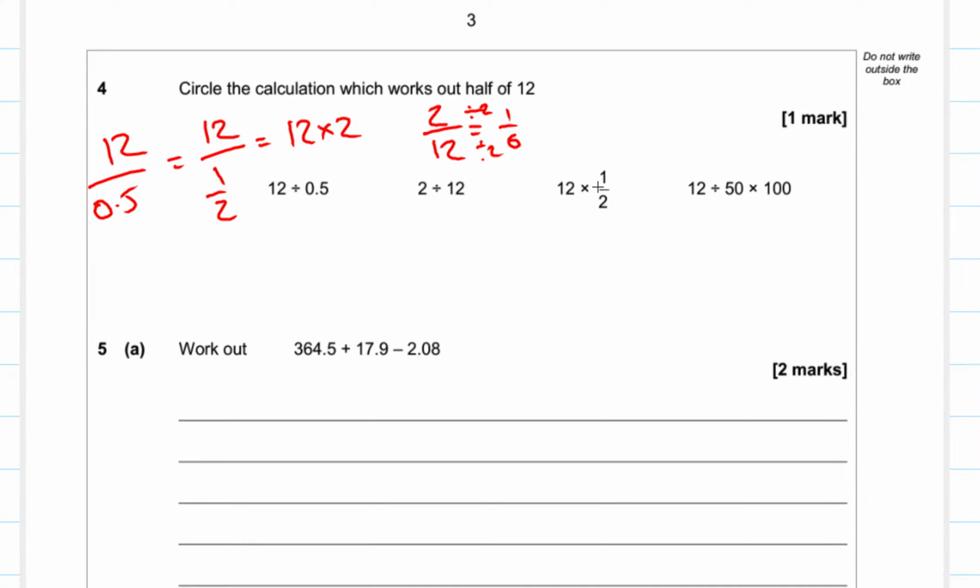We've got 12 times a half, which is going to be the answer. 12 times a half is equal to 12 over 2, because we could just say 12 times 1, which gives us 12, and then divide that by 2, which equals 6. So this is our answer. The final one is 12 divided by 50 times 100, will not give us anywhere close to our answer.